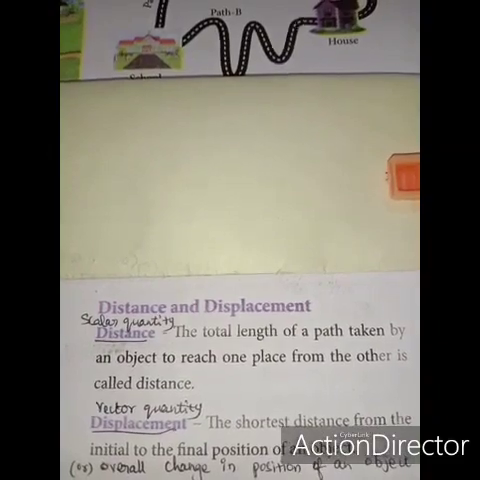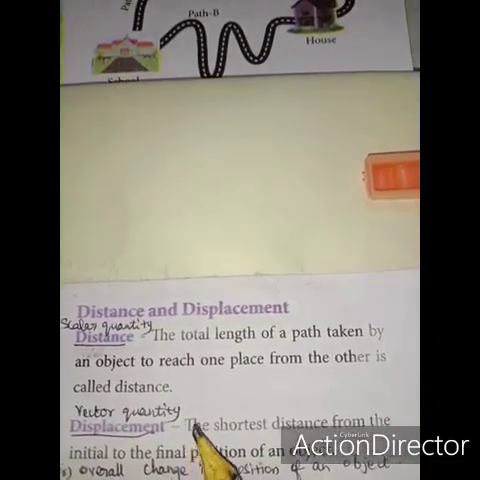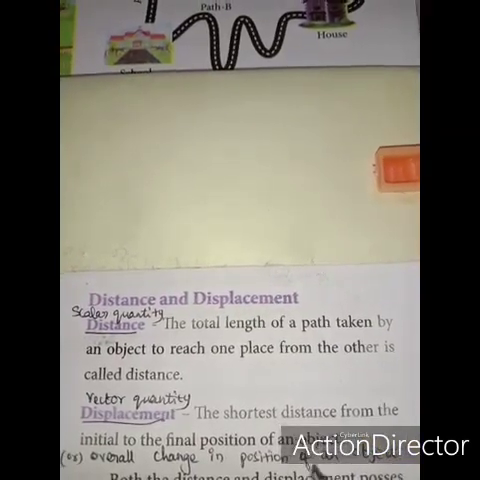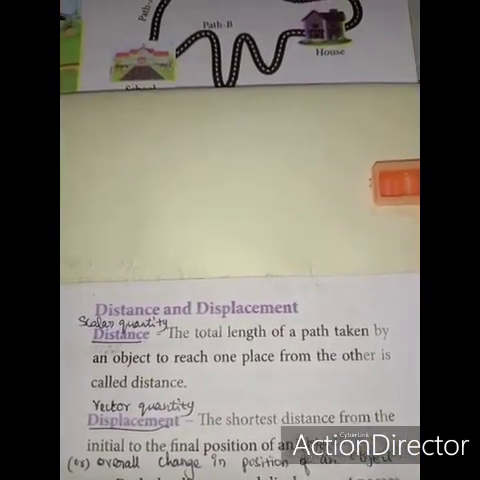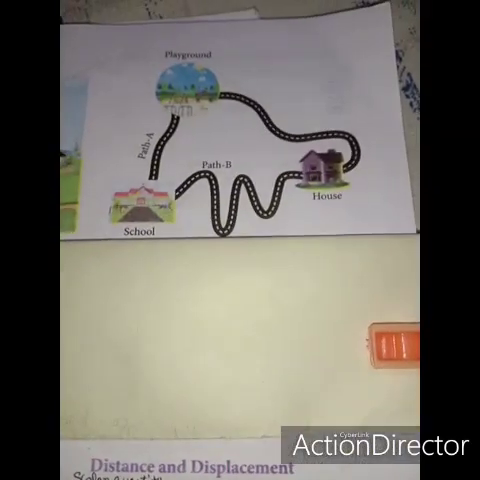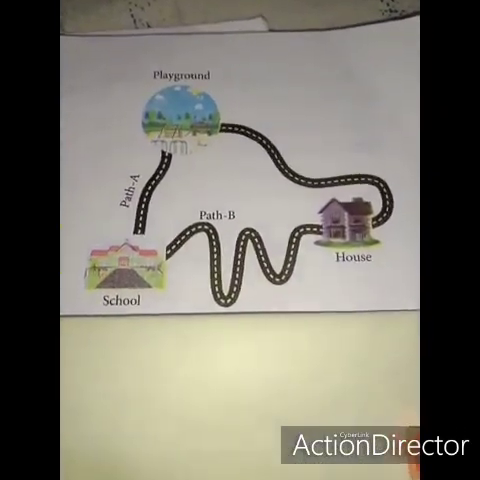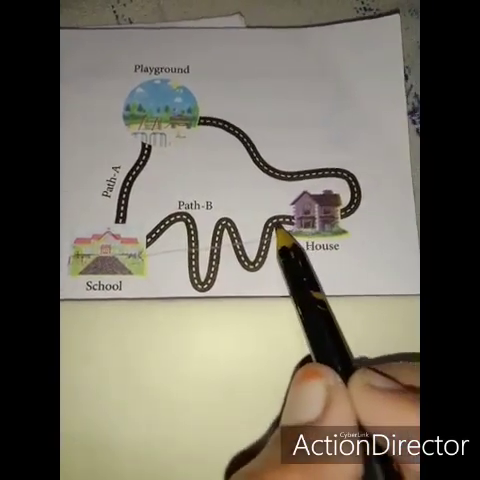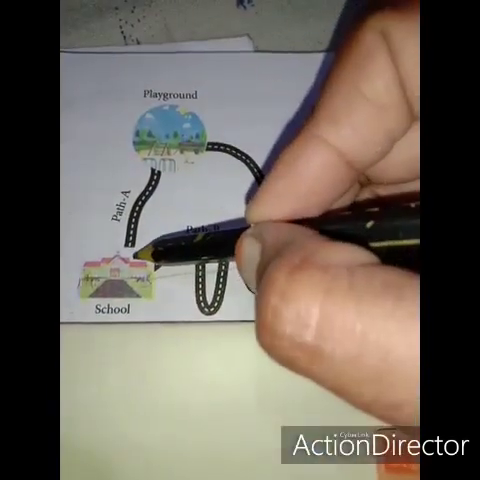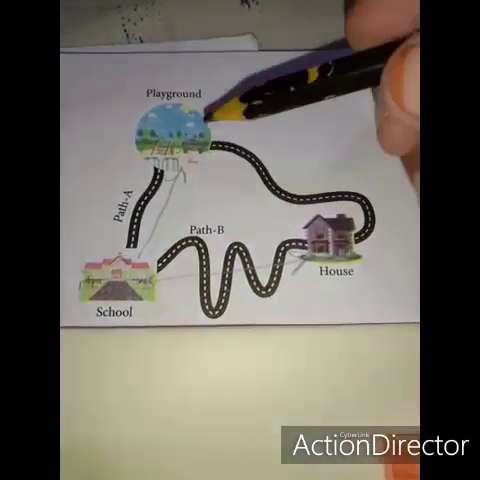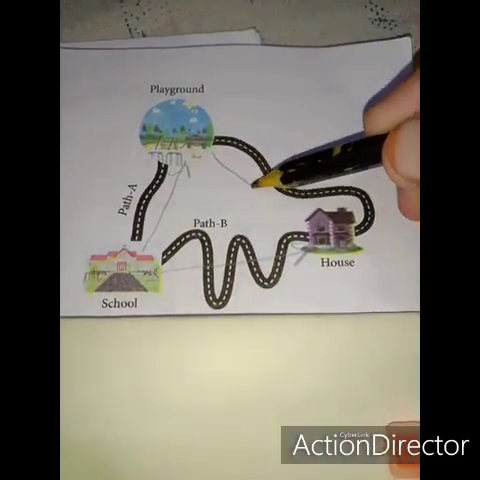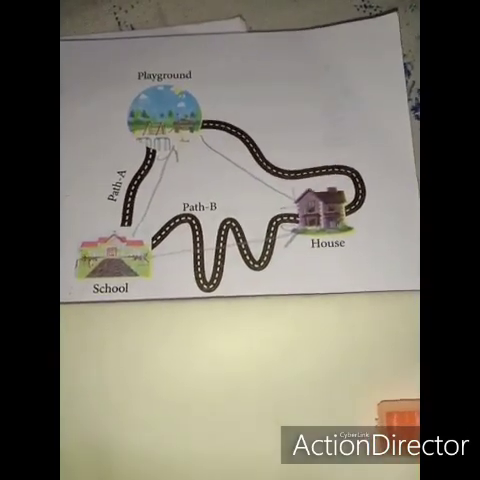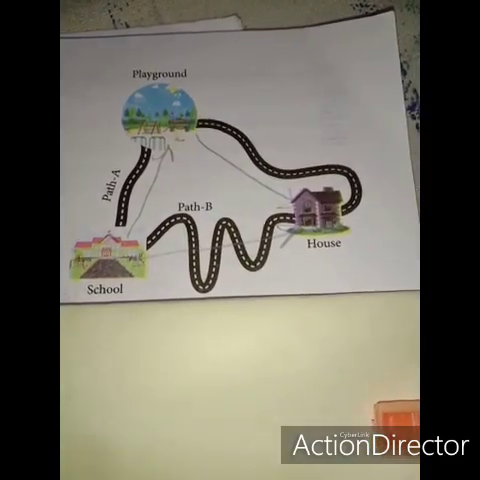And what is displacement? Displacement is the shortest distance from initial to final position of an object. That is overall change in position of an object and it should cover the shortest distance. If the path is like this, you can call it displacement.